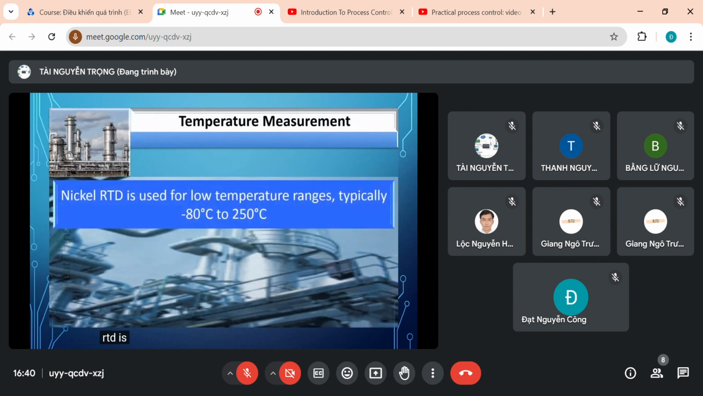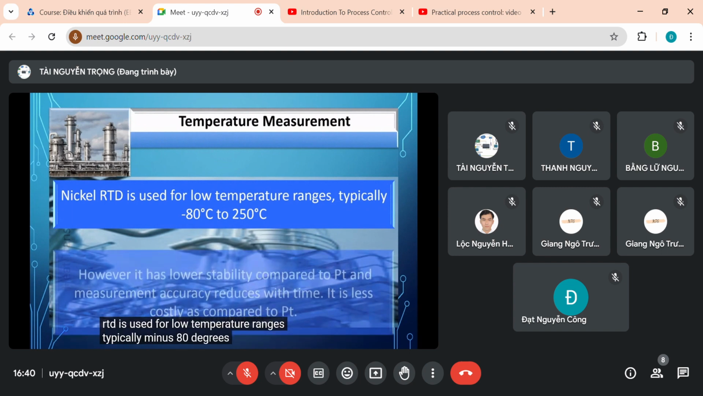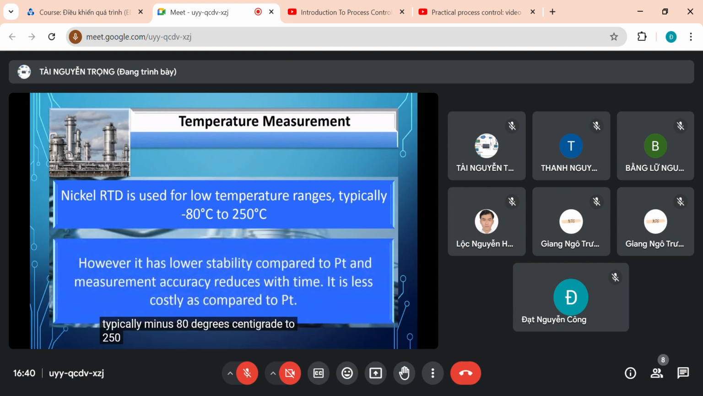Nickel RTD is used for low temperature ranges, typically minus 80 degrees centigrade to 250 degrees centigrade. However, it has lower stability compared to platinum, and measurement accuracy reduces with time. It is less costly compared to platinum.